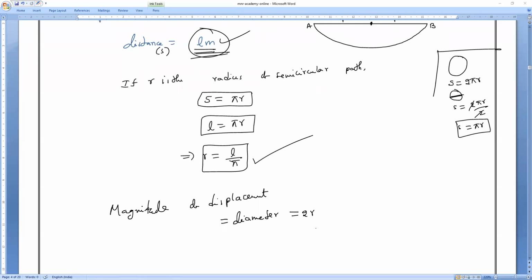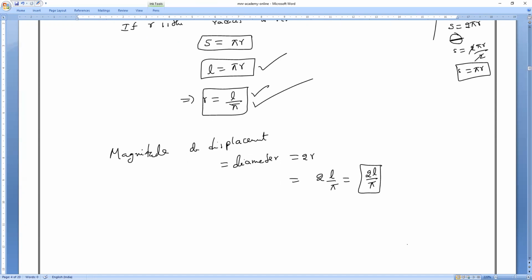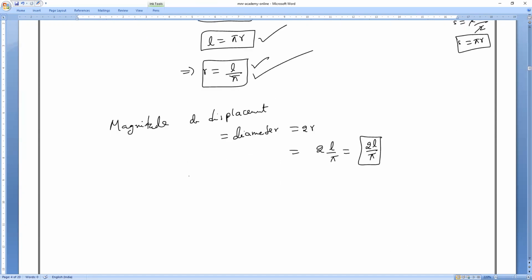Now can you tell me, R means what? R means L by pi. So then what is the displacement? 2L by pi. Is it okay? Understood? Now they are asking what? Distance I found. L is equal to pi r, and the displacement is equal to the diameter, 2L by pi. Okay?